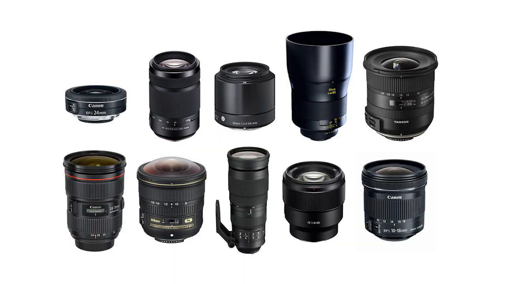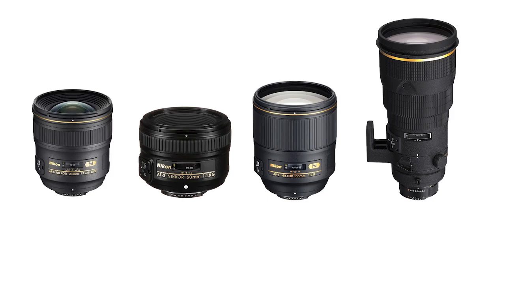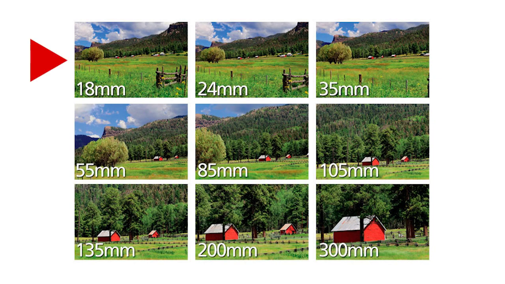Next, we're going to talk about the lenses. Lenses are what focus the image onto the sensor. Lenses are created into focal lengths, which define the amount of zoom. A lower focal length gives a wider angle of view. A higher, longer focal length gives a narrower crop of the scene and brings your subject closer.